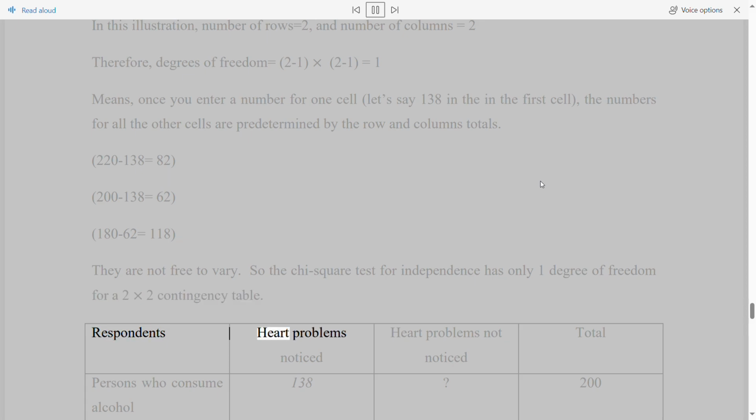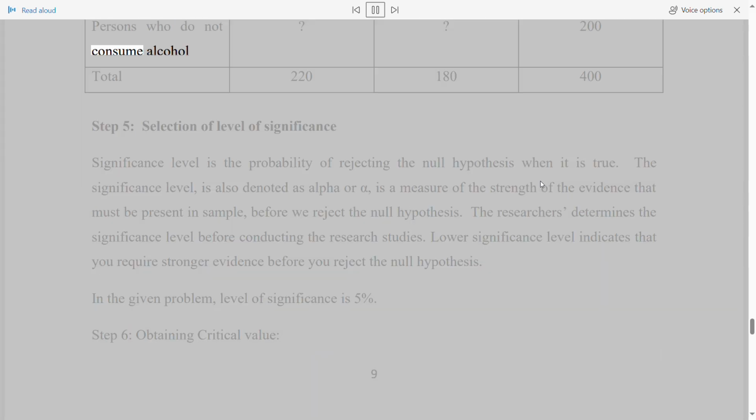Respondents: heart problems noticed, heart problems not noticed, total. Persons who consume alcohol: 138, 62, 200. Persons who do not consume alcohol: 82, 118, 200. Total: 220, 180, 400.